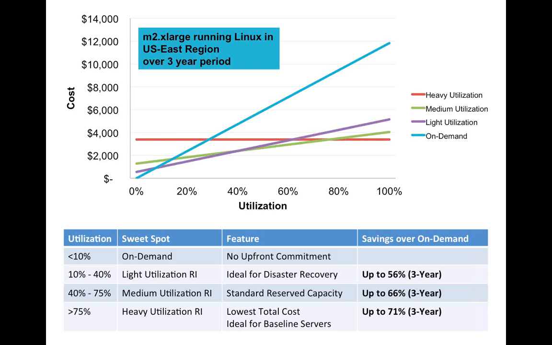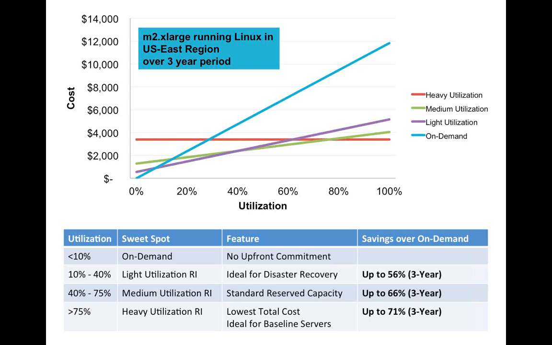The other feature of reserved instance that I haven't mentioned yet is it actually gives you reserved capacity in that availability zone, which is exactly what you will want in a disaster recovery scenario. You want to make sure that you have reserved capacity ready for you when you need it.